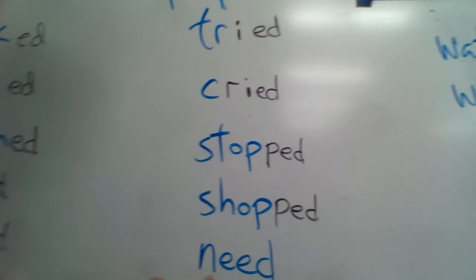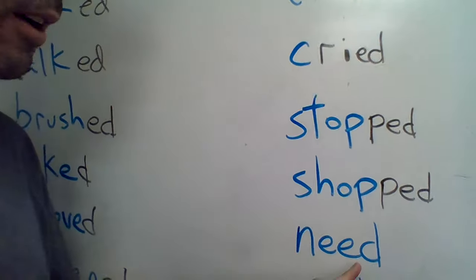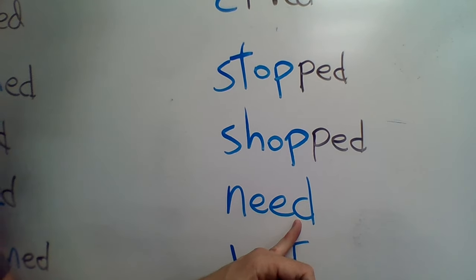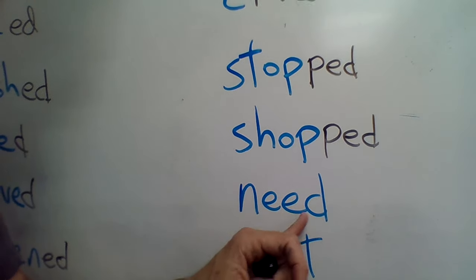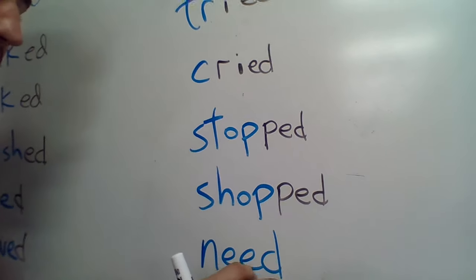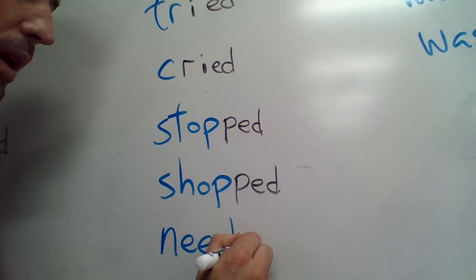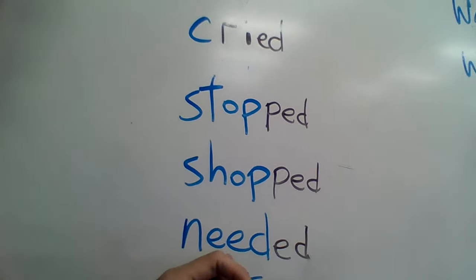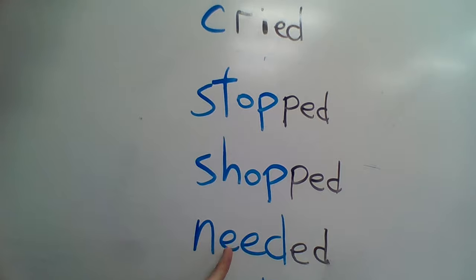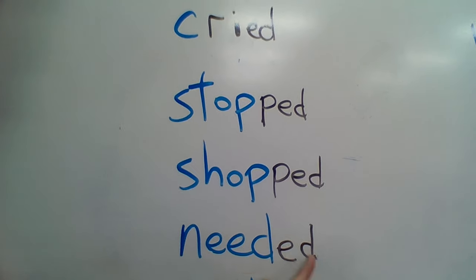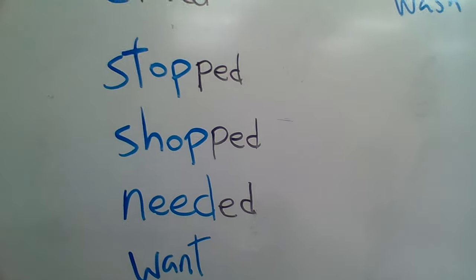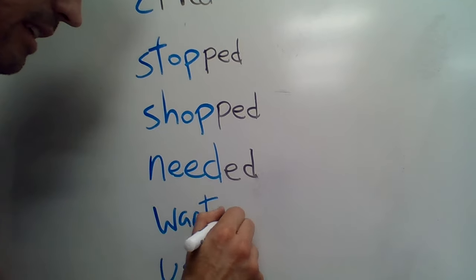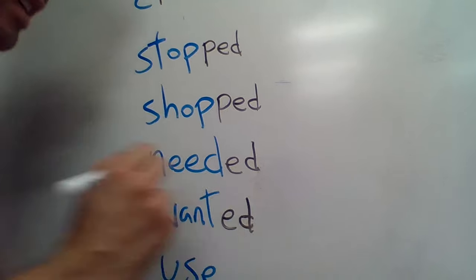This next word, need. Now you notice need already ends with ED. But what I need to do is again add another ED. And the way that I say this, instead of one syllable need, I'm going to say needed. So it's actually two syllables. Same with this one, want. Add ED. Wanted.